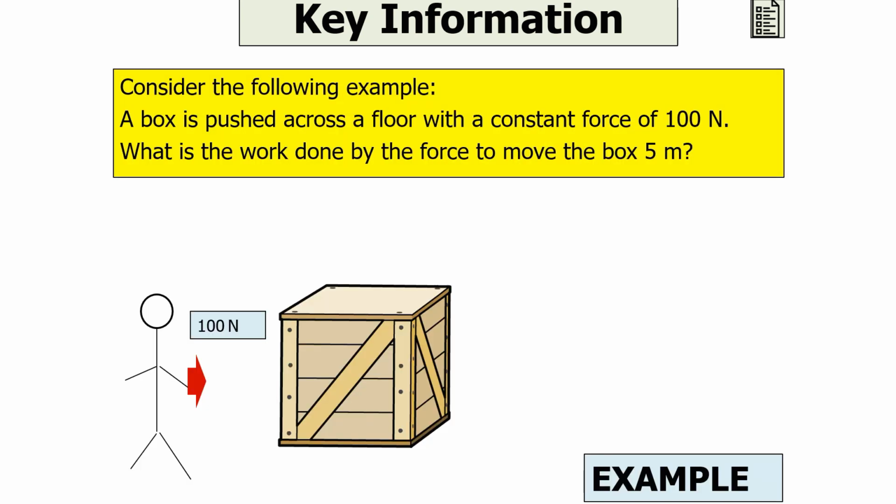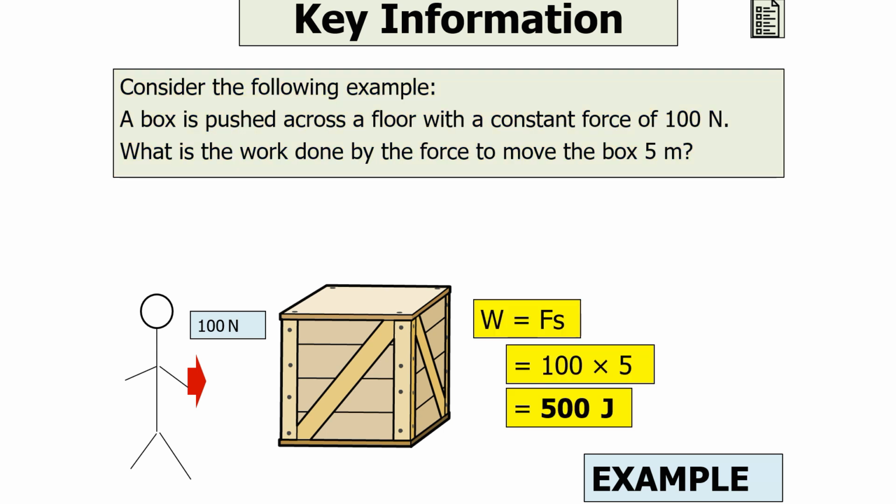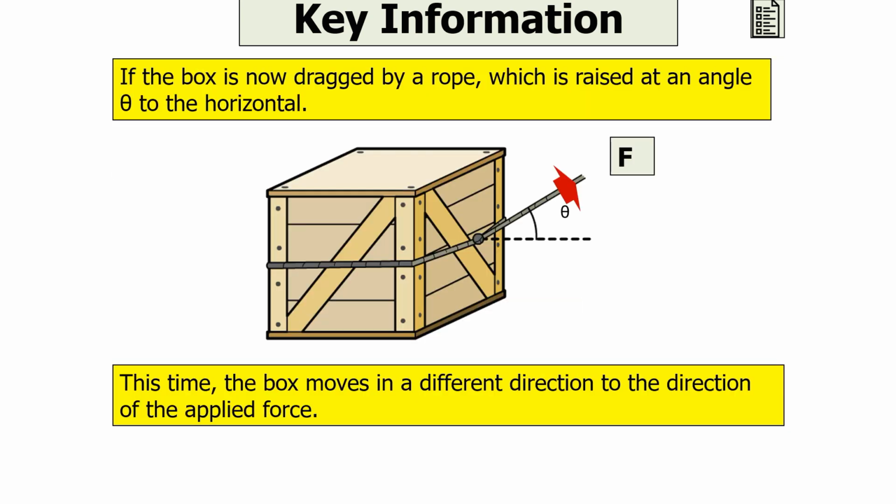So let's consider the following example. A box is pushed across the floor with a constant force of 100 newtons. What is the work done by the force to move the box 5 meters? So we know work done is force times displacement, so it's 100 times 5, so it equals 500 joules.